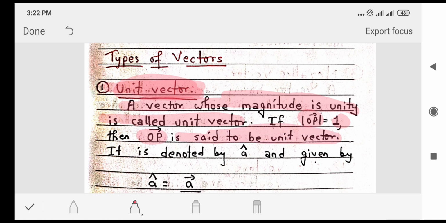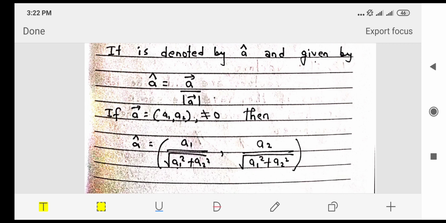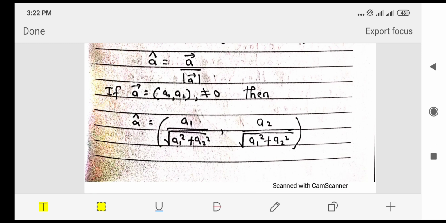and it is denoted by a, and above a there is a cap, so it is the symbol of unit vector, and it is given by a certain formula. In exam also it is asked that we have to find the unit vector of any given vector. So here is the formula to calculate the unit vector. Unit vector a cap is equal to vector a upon magnitude of vector a. It is the formula to calculate the unit vector.